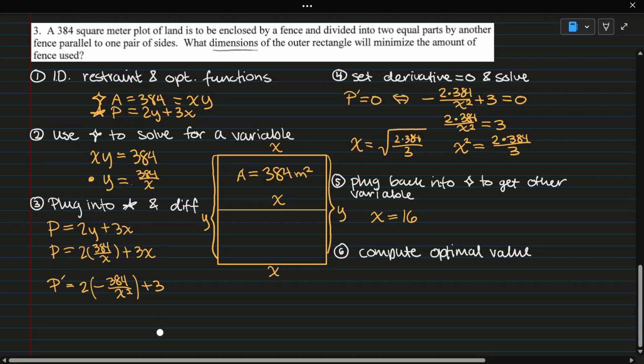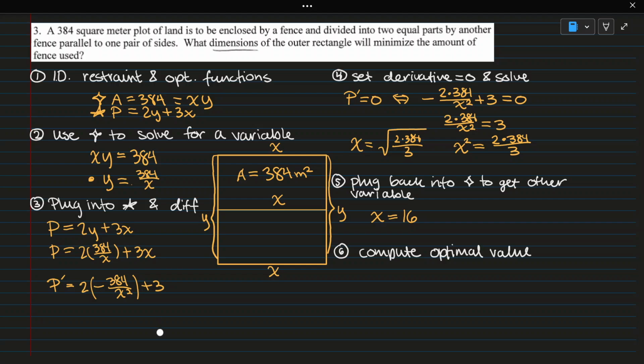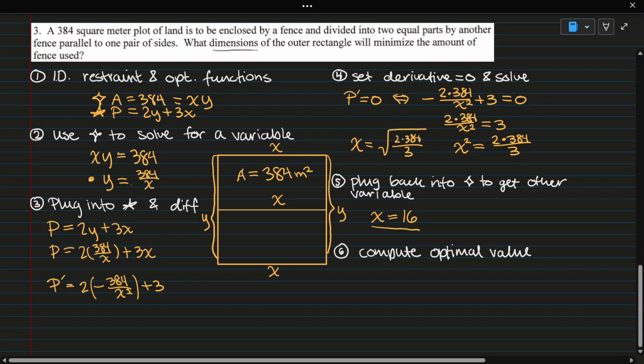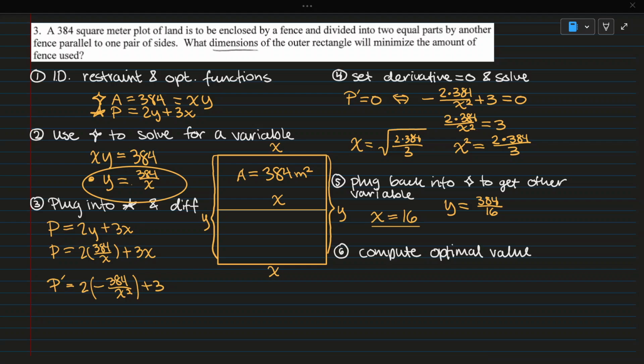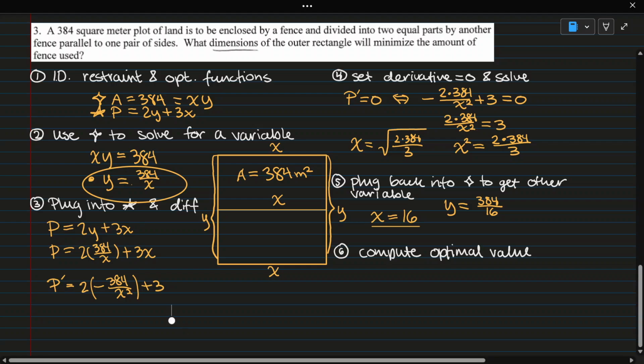So if we go ahead and simplify that radical, we get x is equal to 16. So now I can take this value, x equals 16, and plug it in to get my y value using this equation here. So y is equal to 384 over 16. And that just so happens to be 24.